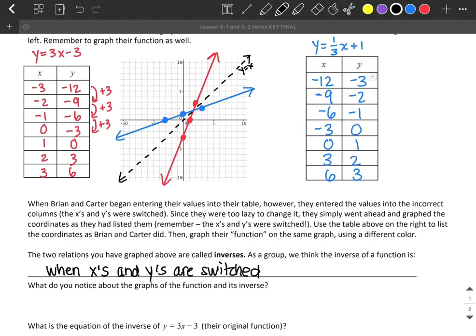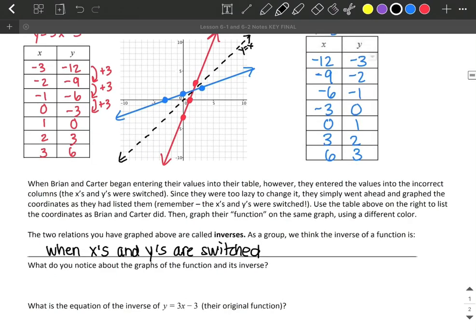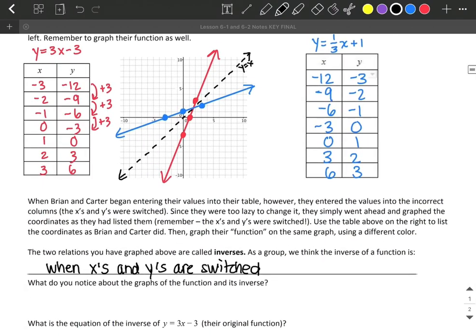Okay. What do we notice about the graph of the function and its inverse? If we look at the graph of the function and its inverse, the first thing that I notice is both of them are lines. So they're both the same shape. A function and its inverse is always going to be the same shape. And in this case, the original function was a line, so the inverse was a line.